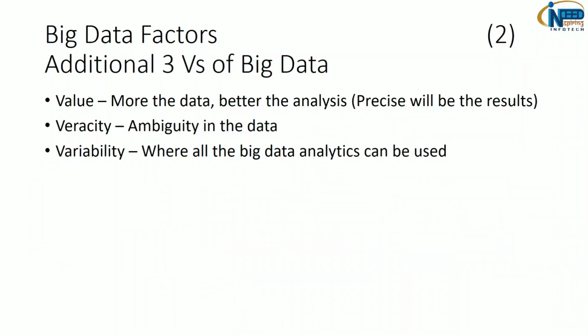So these are the additional V's of big data: value, veracity, and variability. Value means the more data you have, the better the analysis you can do, or we can say the more precise the result will be. If there are two parties, party A and party B, 50 people support party A and another 50 people support party B. In this case, if all of them participate in the voting, we will have data of all the 100 people and there will be a tie.